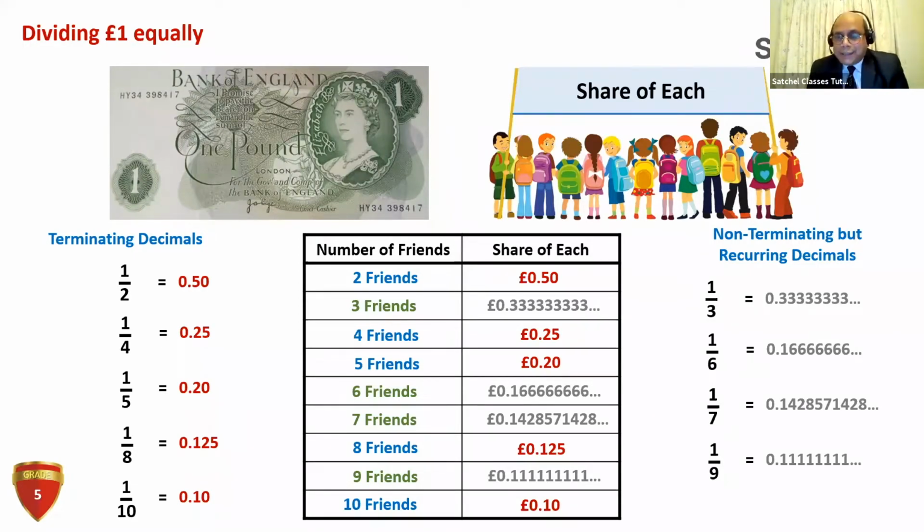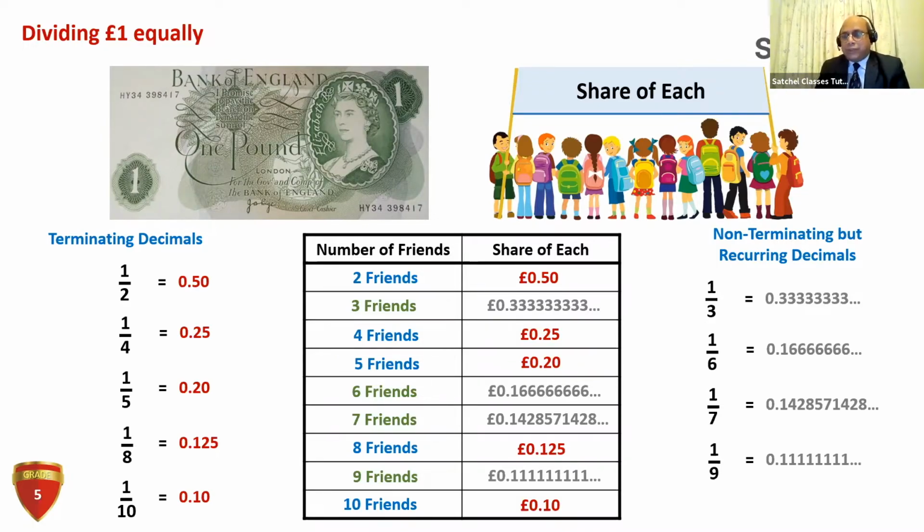On the other hand, the numbers on the right were called non-terminating decimals or recurring decimals. First of all, why non-terminating? Because the decimal places do not stop. They would go on and on and on. So they are non-terminating. Why recurring? What does recurring mean? Recurring means it repeats. So the decimal digit, if you can see, repeats.